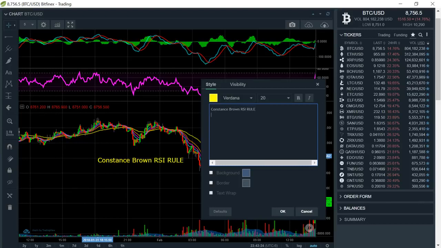RSI rule: bullish is 40 and up to a high number. It's super high, like the 70s to 80s plus, around there. Neutral is between, say, 30 and 60, or 35 to 65, around that range. Bearish is a very low number, like very less than.